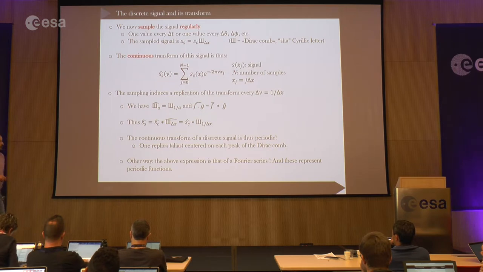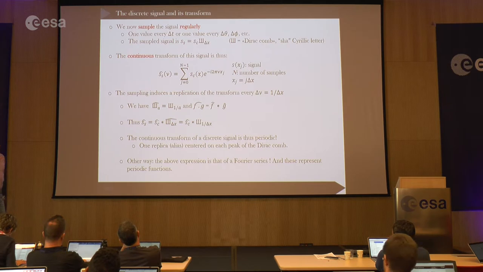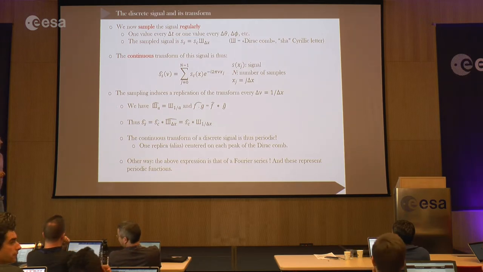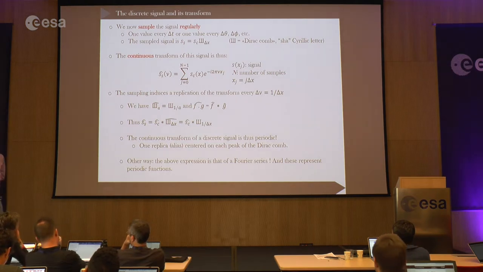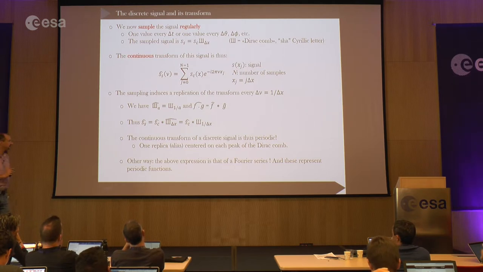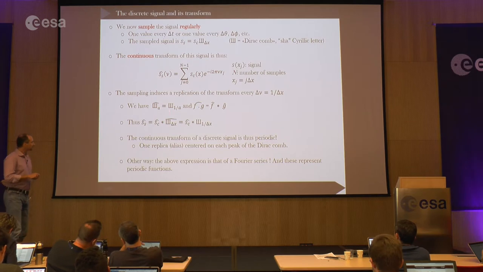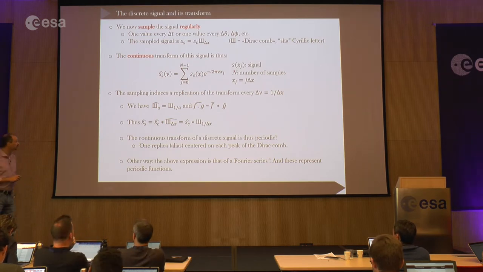So one replica, also called an alias, so you've very often heard the term aliasing. An alias is one copy of a Fourier transform. And it's copied and centered on each one of these Dirac delta functions of the Dirac comb, that's the Fourier transform of the Dirac comb that represents your sampling. Another way to see that the Fourier transform is periodic is to realize that this is nothing but the expression of a Fourier series. And Fourier series represent periodic functions. Okay? So that can only be a periodic function. Okay, that's a bit of a circular argument, but that's the right way to demonstrate that.